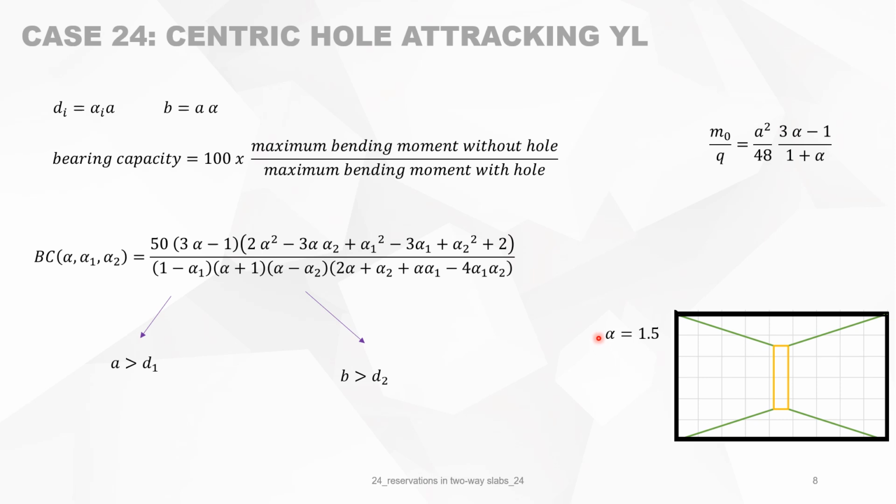Let's give an example where alpha is 1.5, so this is 6 meters and this is 9 meters, and you have the dimension of the reservation equal to half of the side, and the width is 1/10 of this side. Then you can calculate easily with this formula, because you have alpha, alpha 1, and alpha 2. You can calculate that this bearing capacity is 132. It means that making this reservation in a slab like that, which has fixed ends on all sides, you do not touch the original bearing capacity.